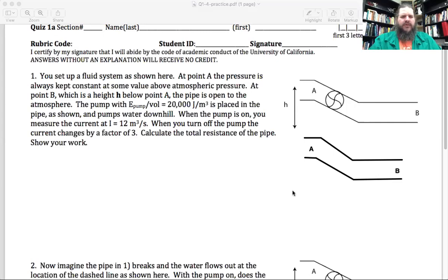If we were to write out a Bernoulli equation comparing points A and B without the pump, what would that Bernoulli equation look like? And let me just paste in the complete Bernoulli equation for each one of these, and then we can delete terms that aren't needed.